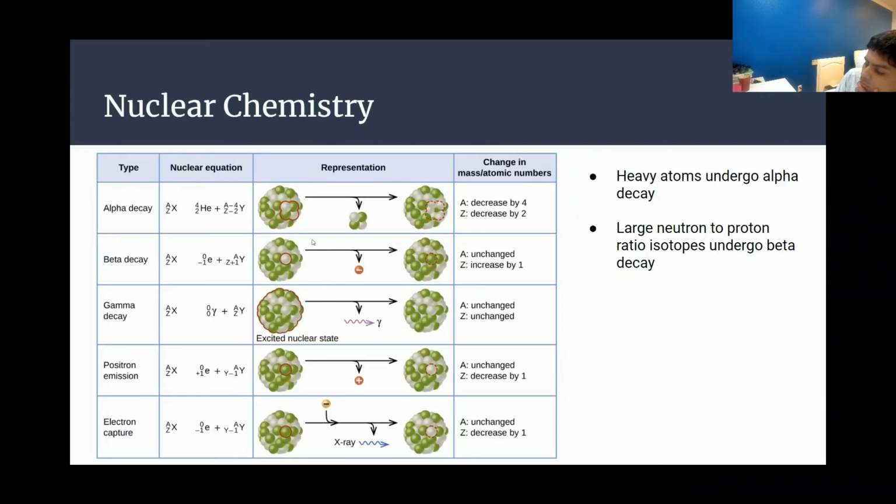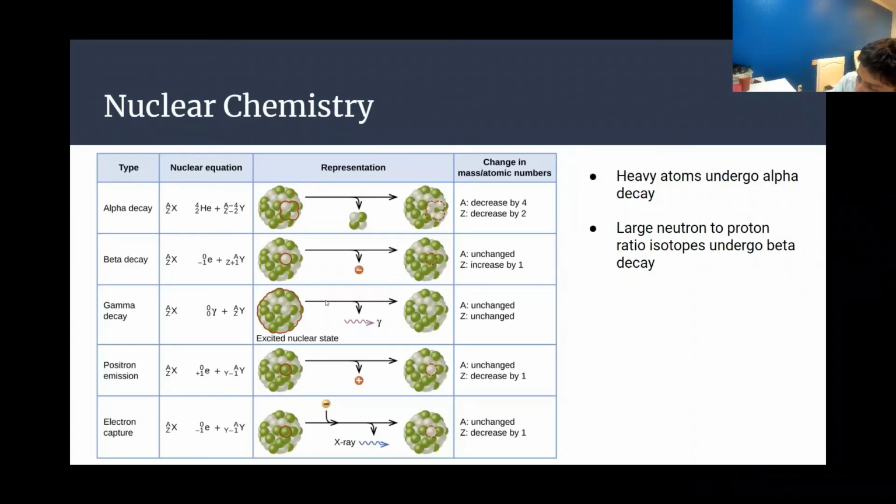loses its negativity by emitting an electron, and the neutron turns into a proton. You can use a bit of logic and pattern here. Usually isotopes with a large neutron to proton ratio undergo beta decay because they want to take away neutrons and add protons. That's just one way to do it.